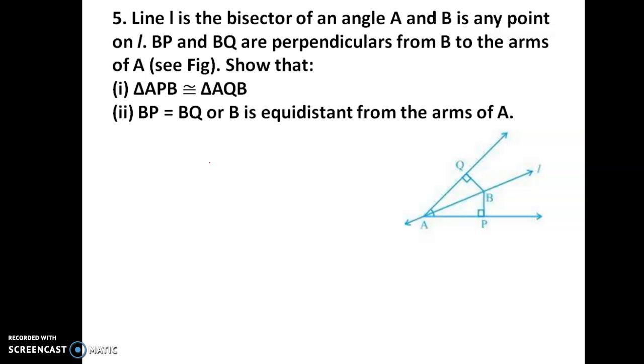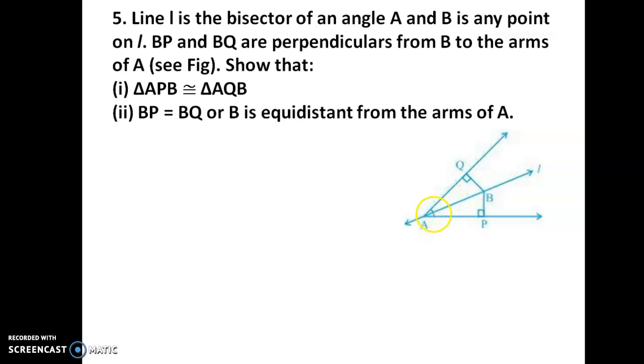BP and BQ are perpendiculars from B to the arms of angle A. Show that triangle APB is congruent to triangle AQB. These two triangles we should prove congruent. First one, let's do it.